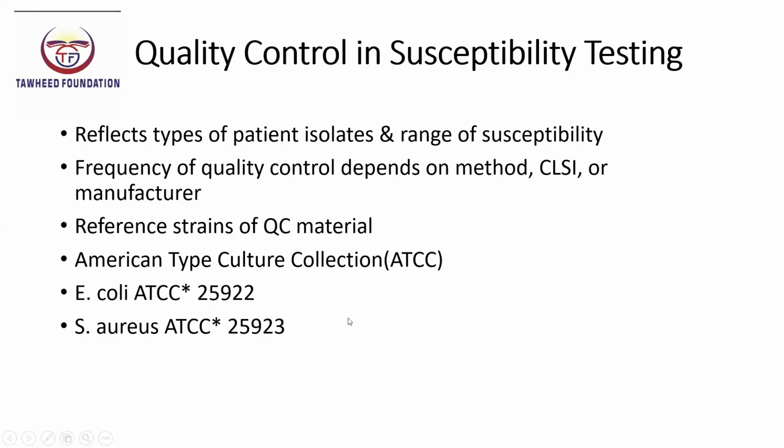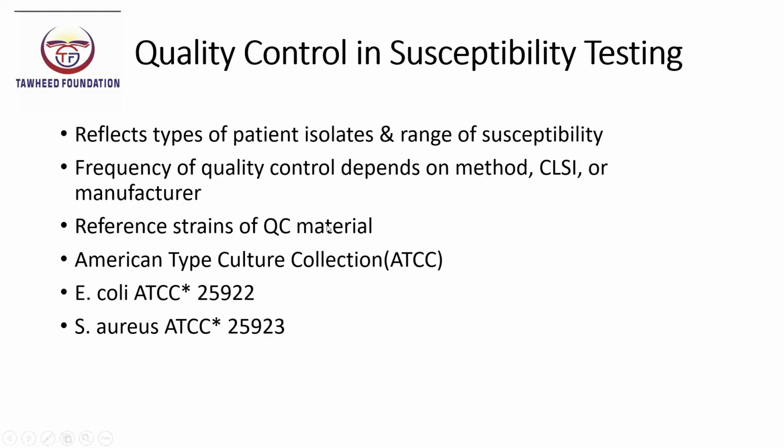Superbugs such as MRSA, VRE, and CRE show resistance to multiple drugs, necessitating strict infection control, stewardship programs, and ongoing susceptibility surveillance. So here it reflects types of patient isolates and ranges of susceptibility. Frequency of quality control depends on methods, according to CLSI guidelines or the manufacturer.